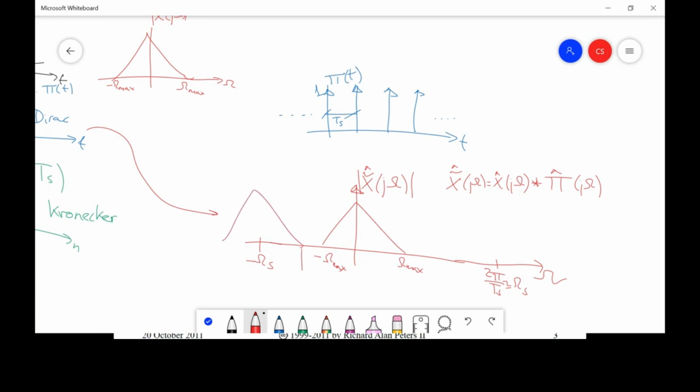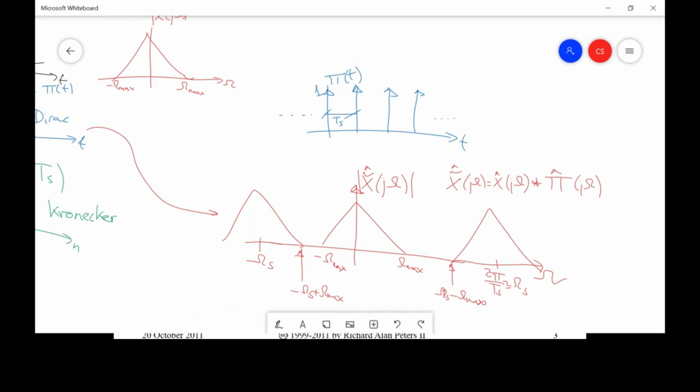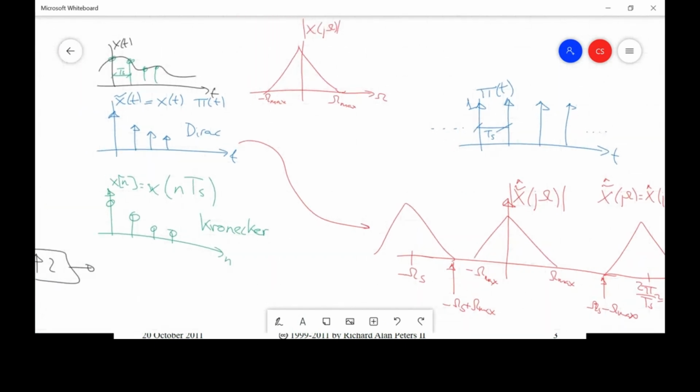So this point here will be minus omega s plus omega max. And we'll have another one here, and this point will be omega s minus omega max. And so on. And I have infinite copies of those. So there is a point in this process, going from a continuum to a discrete signal, in which I have copies.